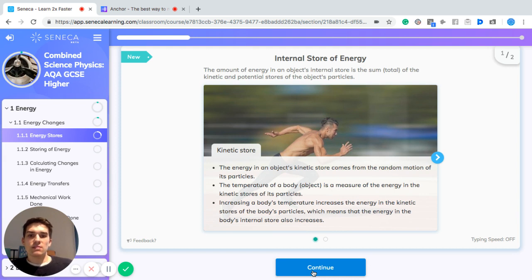Now, in terms of kinetic store, the energy in an object's kinetic store comes from the random motion of its particles. The temperature of the body, which is just the object, is the measure of the energy in the kinetic store of its particles. So if you increase a body's temperature, that increases the energy in the kinetic stores of the body's particles, which means that the energy in the body's internal store has also increased.